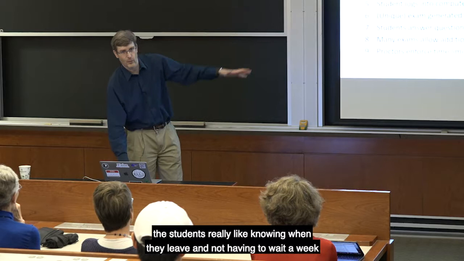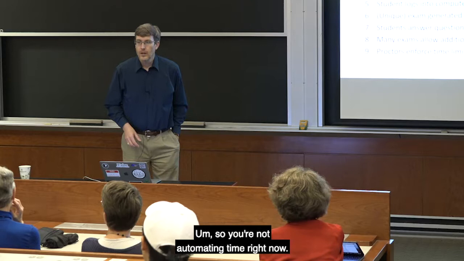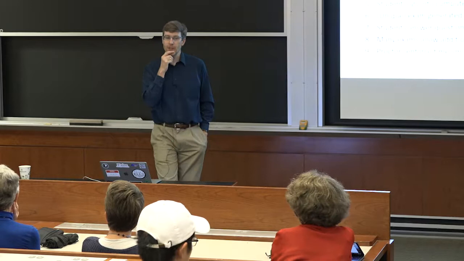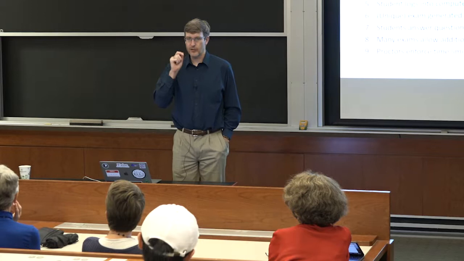So you're not automating time right now? You're not. Right. We're able to limit time and it can be automated too. So I was just wondering why we don't. Basically, it's because sometimes something weird will happen, and it's much easier to deal with weirdness manually than it is automatically.